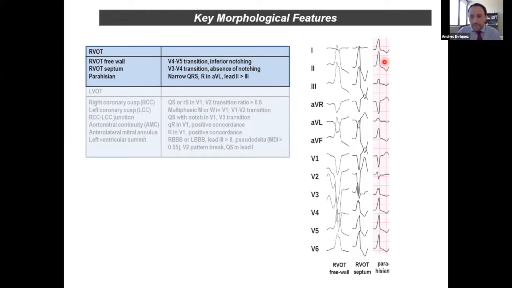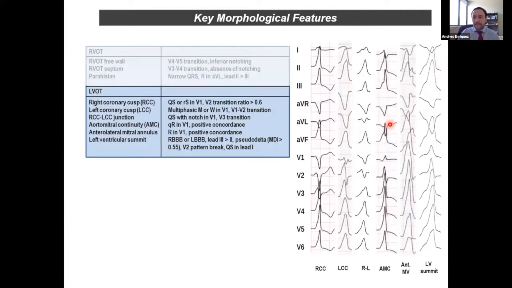Parahisian PVCs that we have here are also very characteristic. They have a narrow QRS, usually with lead 2 taller than lead 3, and also they have a positive aVL, something that we don't see in outflow tract PVCs. In the LVOT, on the other side, for example, PVCs from the left cusp have early transition at V1 or V2, often with this multiphasic pattern in V1.